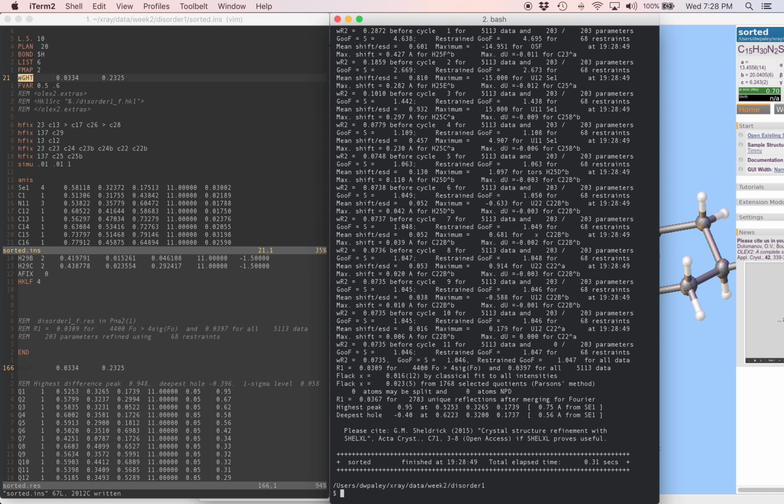Okay, now our weights are pretty much converged. The goodness of fit is 1.05. It should be close to 1, so that's just about perfect.